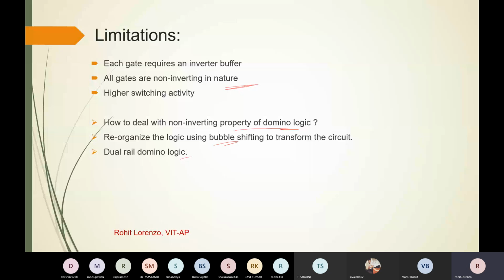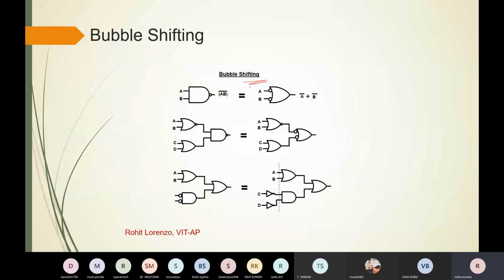We can deal with it using the bubble shifting technique. In bubble shifting, you can see this is an AND gate, and I can represent it by De Morgan's law as A bar plus B. I just have to shift this bubble here and transform this gate to this. Now suppose this is the circuit. I change this NAND gate into this form. This bubble I bring here, this bubble I bring here, and this bubble is cancelled. Now this bubble I bring here, and it is transformed to this. This bubble is an inverter, so you can see this section and the inverter here. So now I can use domino here.